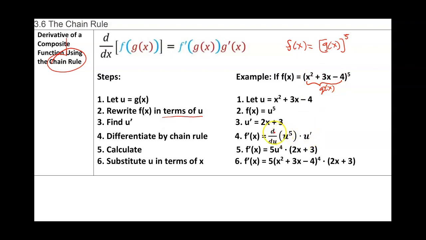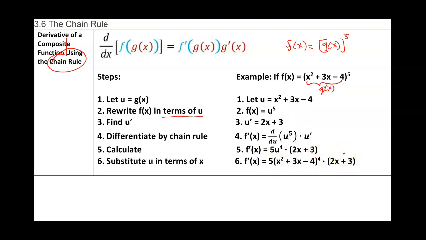So the derivative of u to the fifth is going to be 5u to the fourth. The 5 comes down, subtract 1. That's just the basic power rule of derivatives. And then u prime is going to be 2x plus 3. And then we can do a substitution again to bring back the original function. So since u is equal to x squared plus 3x minus 4, we have 5 times the quantity x squared plus 3x minus 4 to the fourth times 2x plus 3.